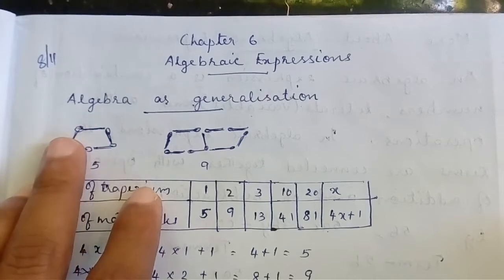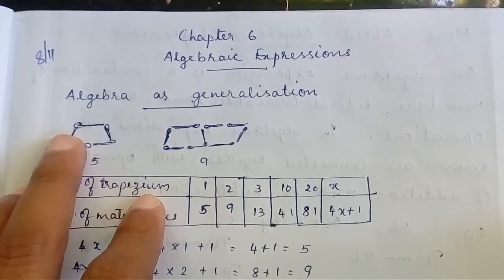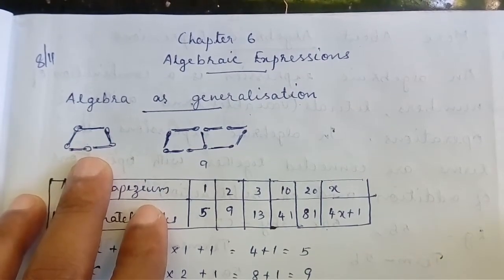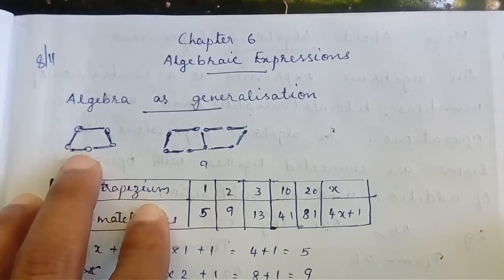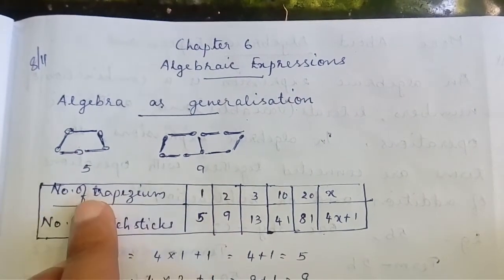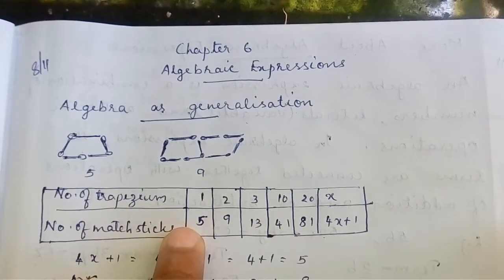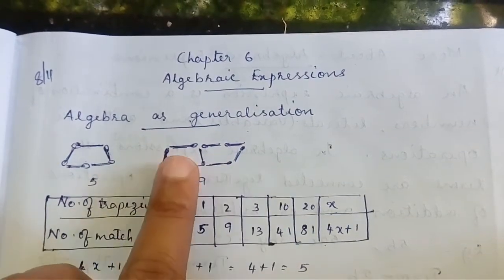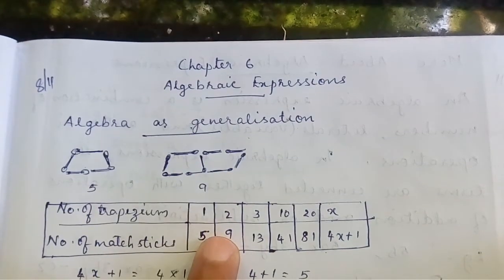Matchsticks are arranged in such a manner to get a trapezium. 1, 2, 3, 4, 5 matchsticks are used here for making a trapezium. How many trapeziums are here? 1 trapezium. And how many matchsticks are used? 5. You can see the table, number of trapeziums and number of matchsticks. 1 trapezium and 5 matchsticks are needed. Then to make 2 trapeziums, how many matchsticks are used? You can count the number, it is 9.